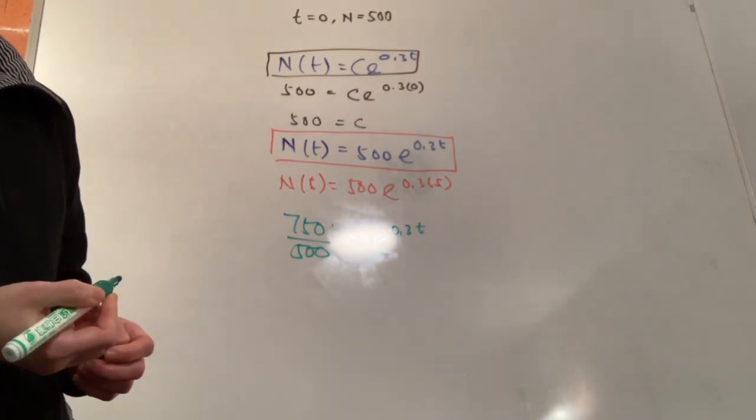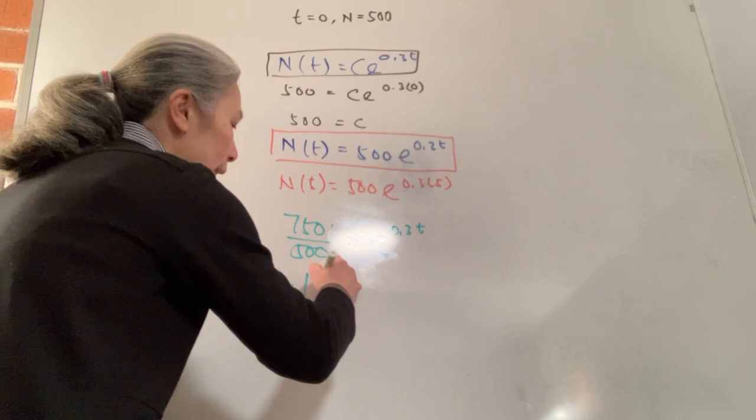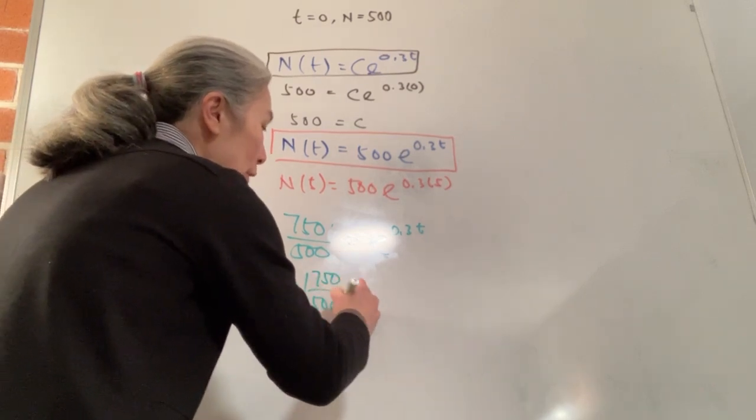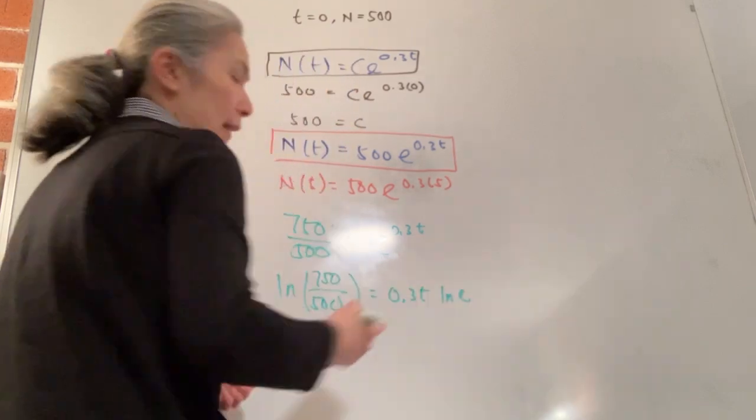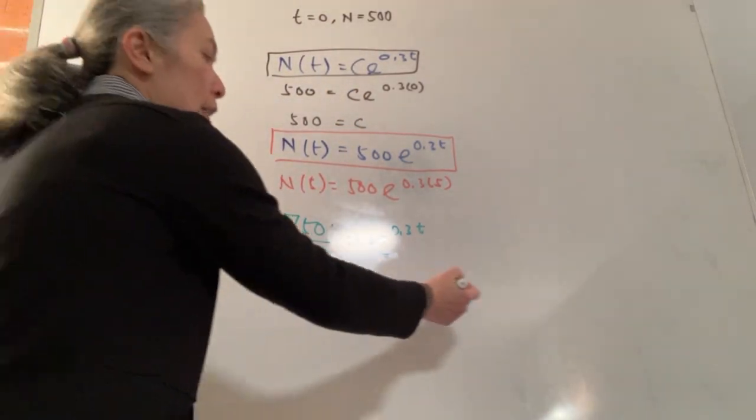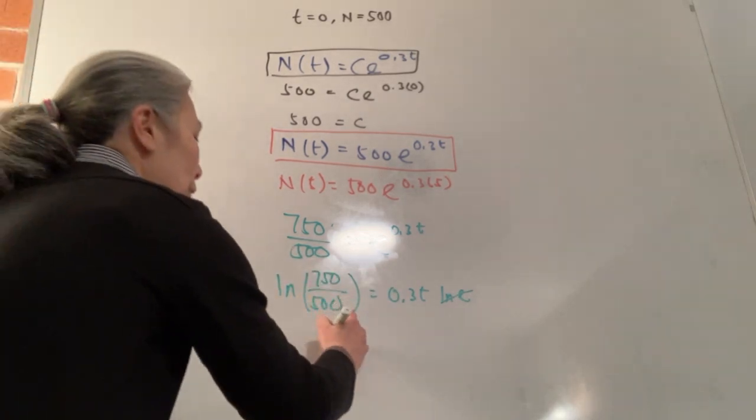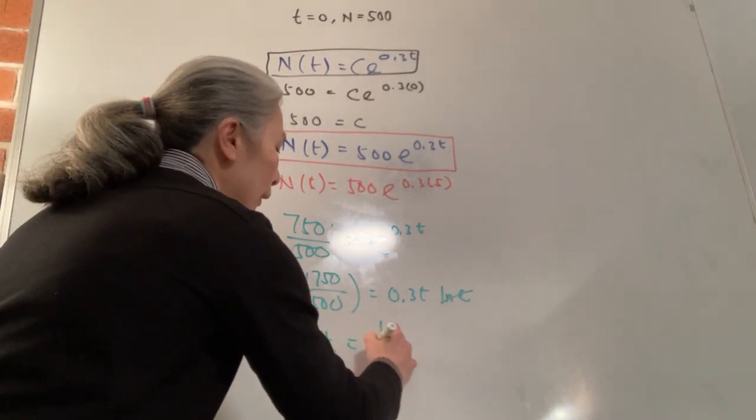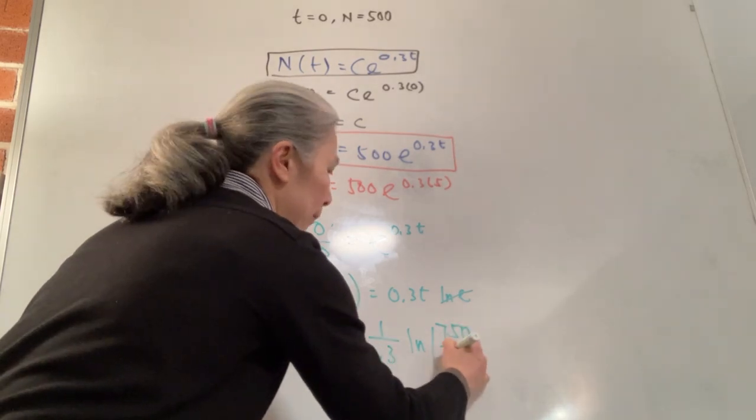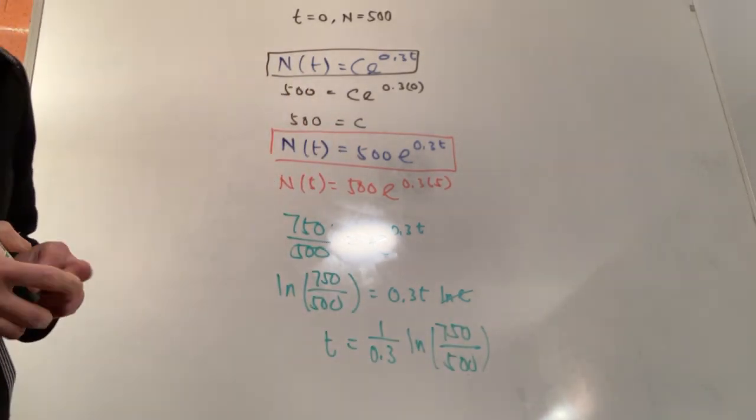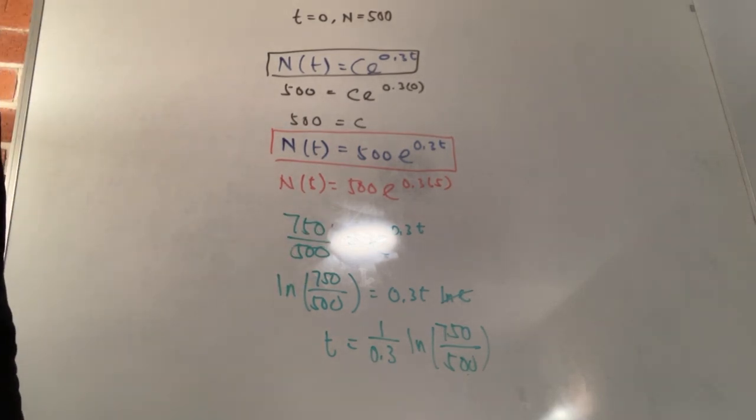And then you ln both sides. So ln of 750 over 500. If you want to simplify, you are fine to simplify it, or else it's just that. ln e is going to be 1, so that will be crossed out. So that means your t is going to be 1 over 0.3 ln. Yeah, you can do it in 2 steps.